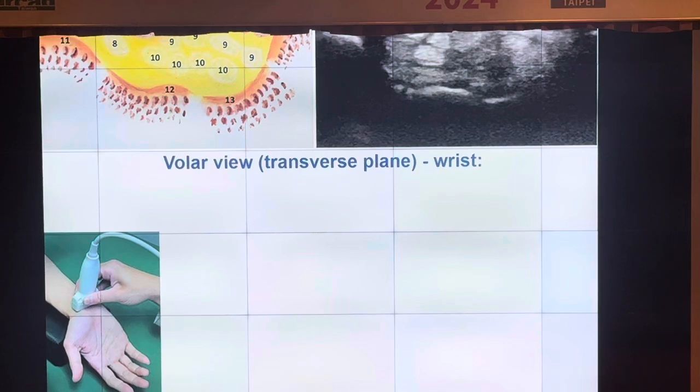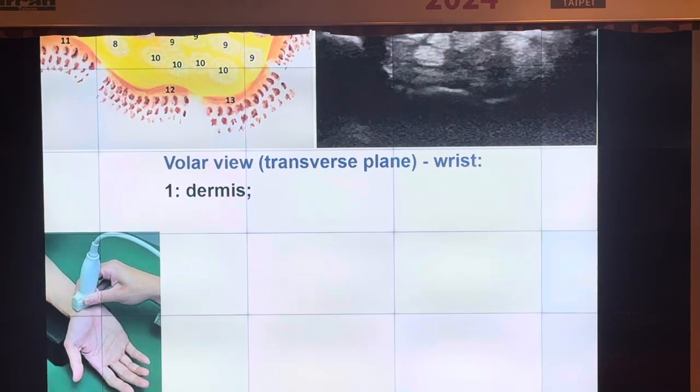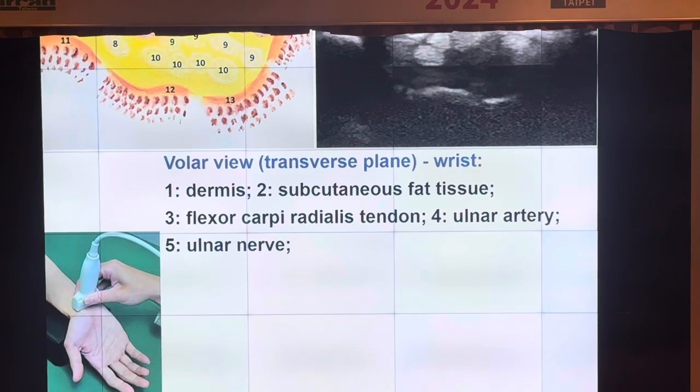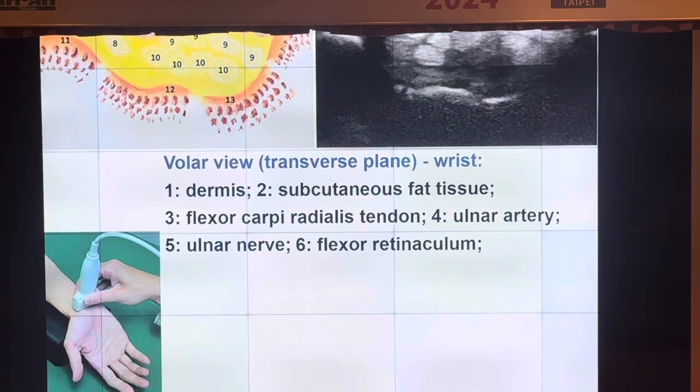At the volar wrist, the structure that we commonly refer to is the carpal tunnel. Outside of the carpal tunnel, you can expect to see some structures, for example, dermis, subcutaneous fat tissue, and the tendon of the flexor carpi radialis. This tendon is outside of the carpal tunnel. Another one is the ulnar artery, and the ulnar nerve is inside Guyon's canal. It's between the palmar carpal ligament and the flexor retinaculum. And the flexor retinaculum serves as the roof of the carpal tunnel.